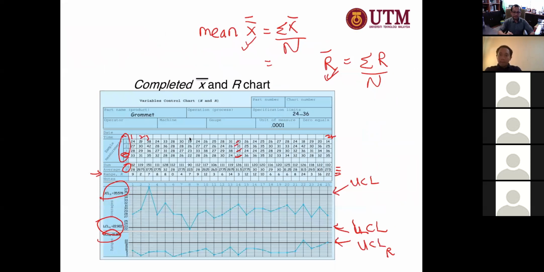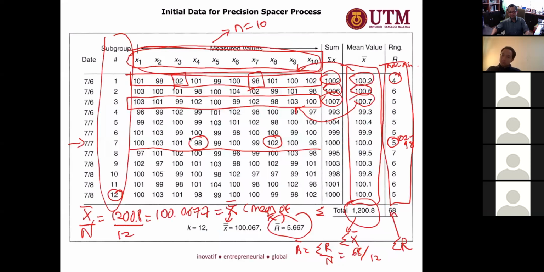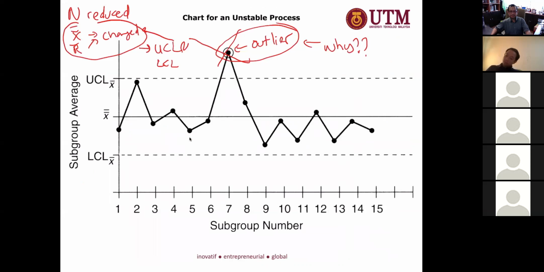You have to calculate this again because you have deleted one, for example. You have deleted this one, so your total of population is reduced. Delete the whole data, and then you have to redo again. So for example, this one, delete one, I have to redo because capital N is reduced by 1. So it changes the X double bar, changes the R bar. So the limit also changes.